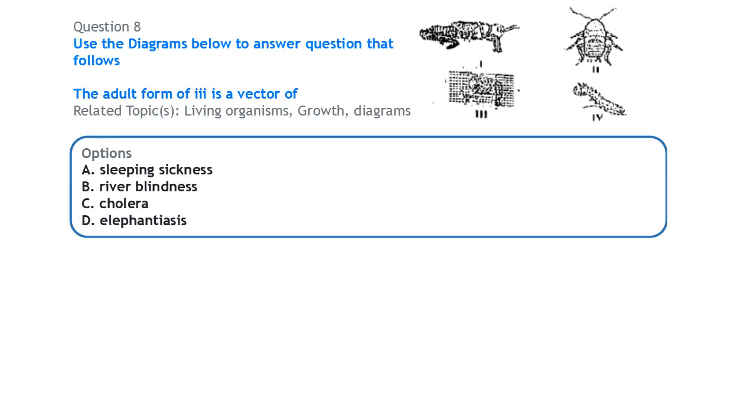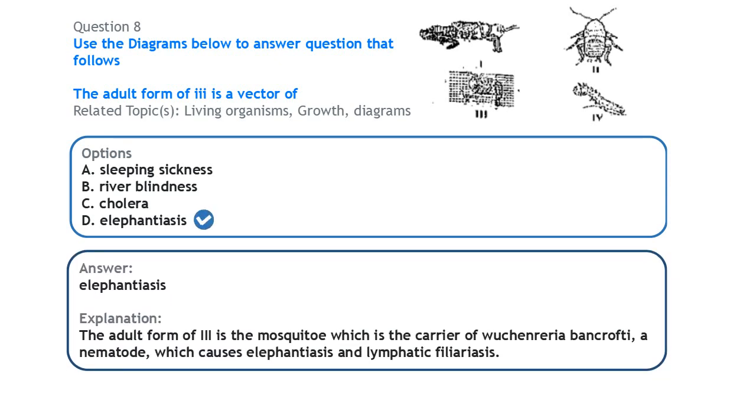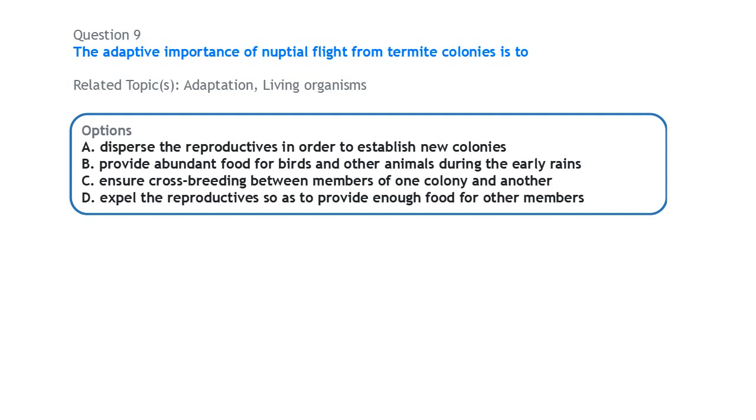Next, using the same diagram, the adult form of III is a vector of. The adult form of III is a mosquito, and the mosquito is a vector, that is the carrier of the causative organism of what we call elephantiasis.